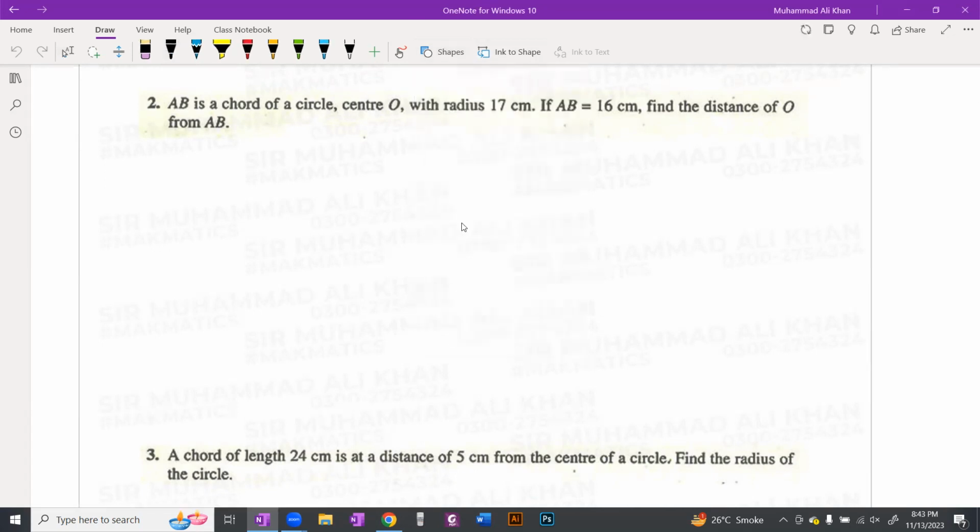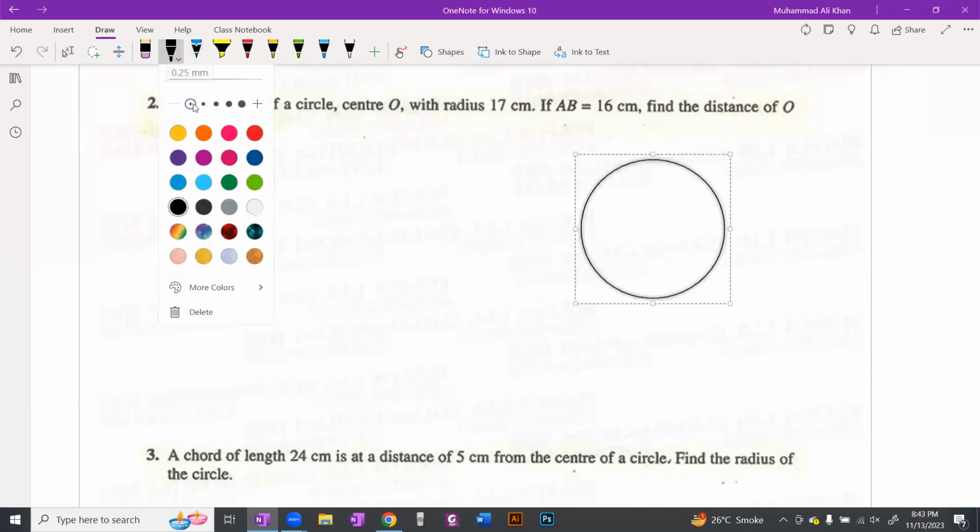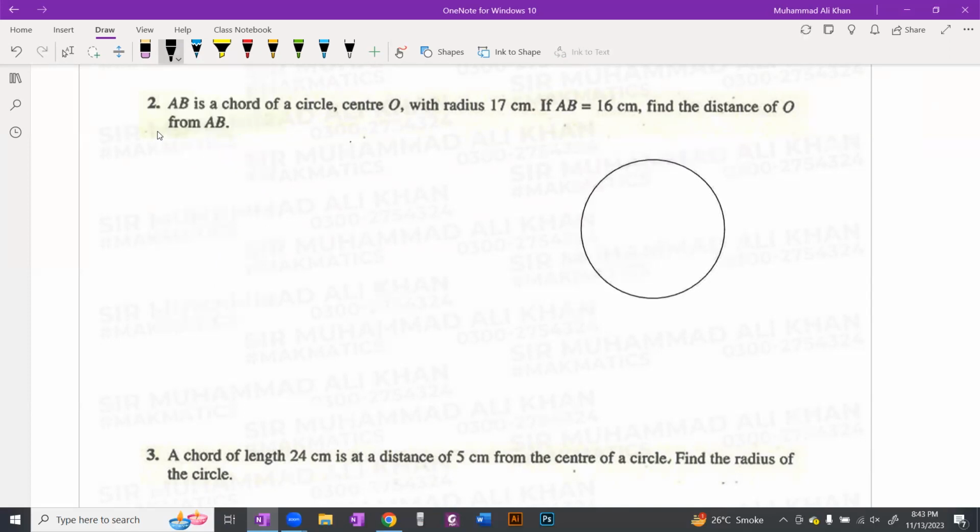So first, if we draw a circle, this is the circle with center O with radius 17. If AB is 16 centimeter, a chord. Let's say here is the chord AB, which is 16 centimeter, and this one is the radius of the circle, which is 17 centimeters. Now, we have to find the distance of O from AB.